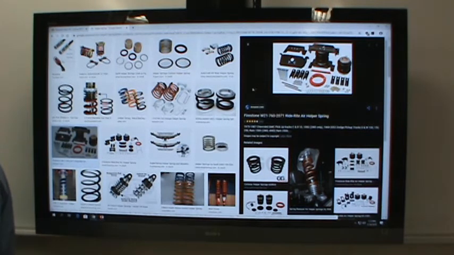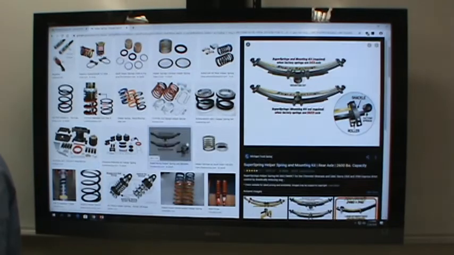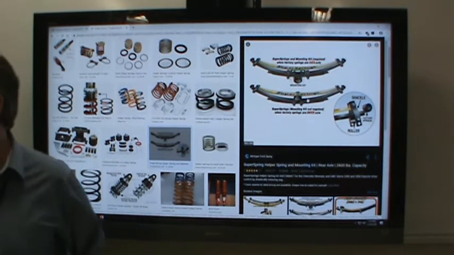The problem with adding a permanent helper spring like this is that then the spring is too stiff when there's no load on the vehicle.